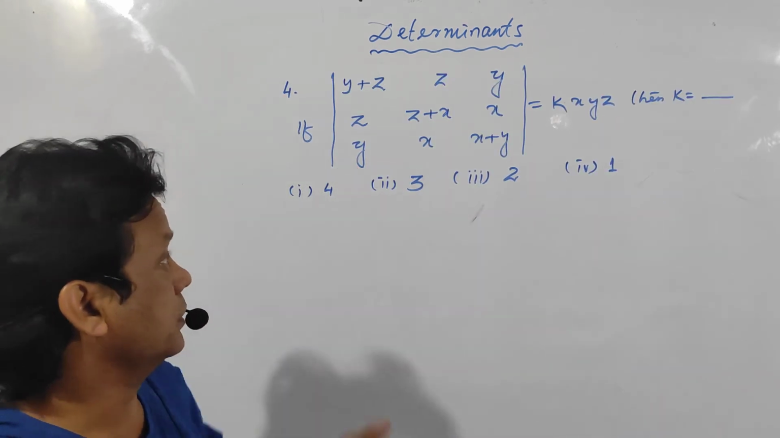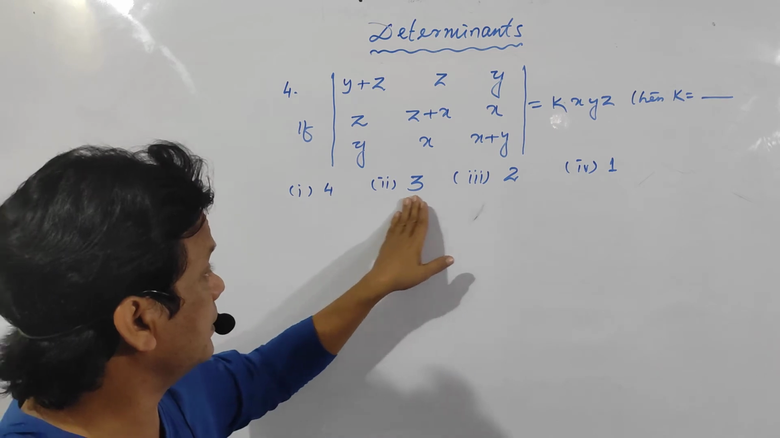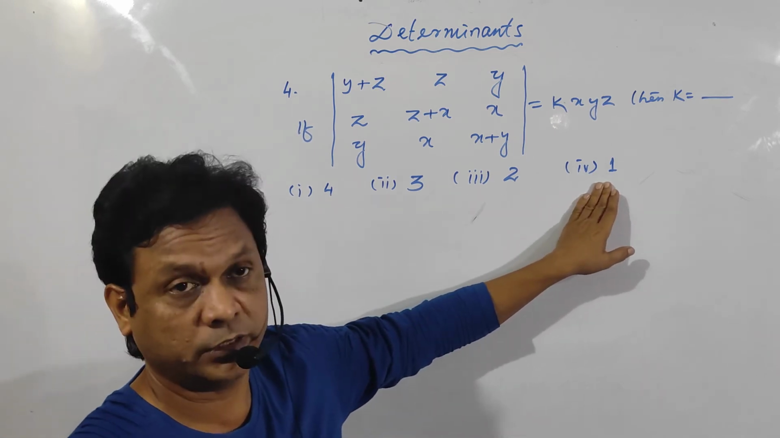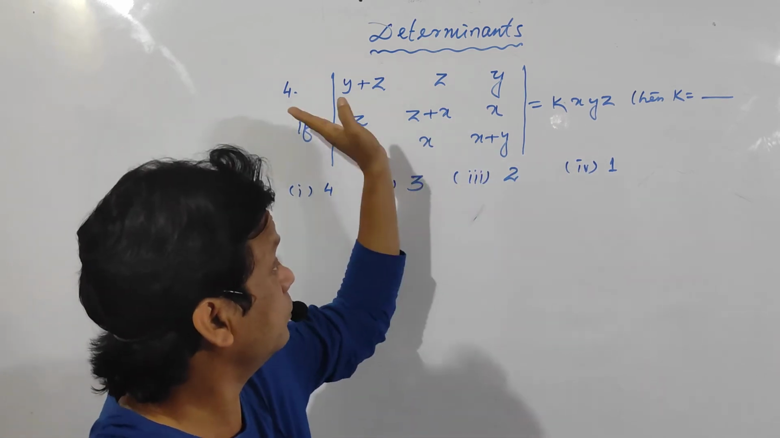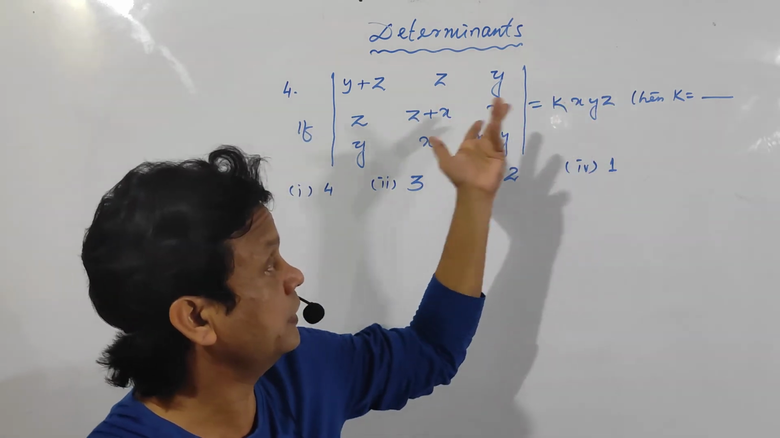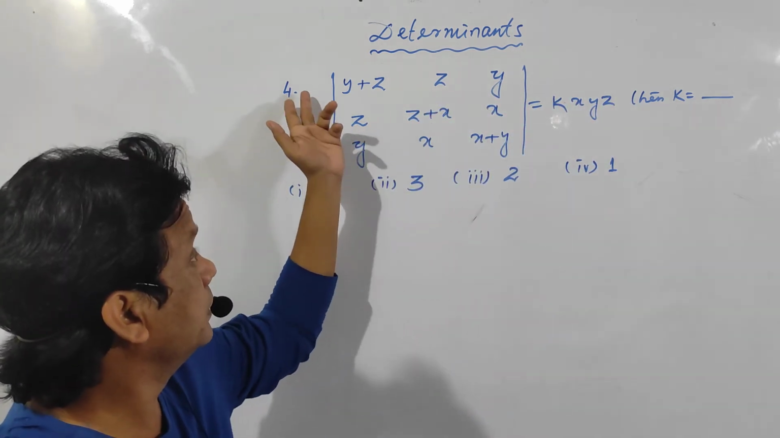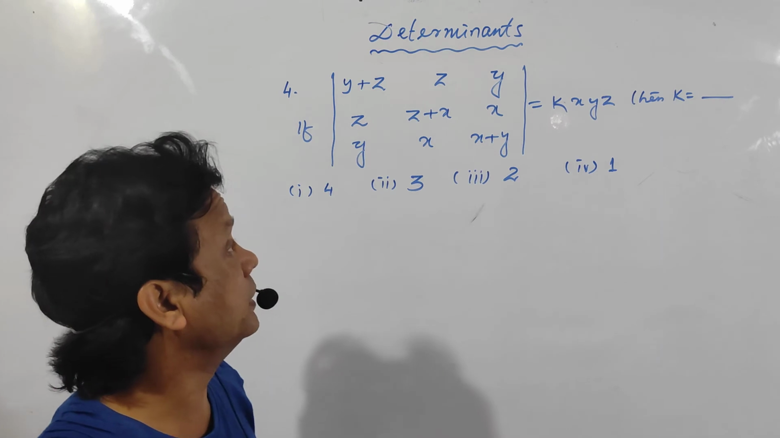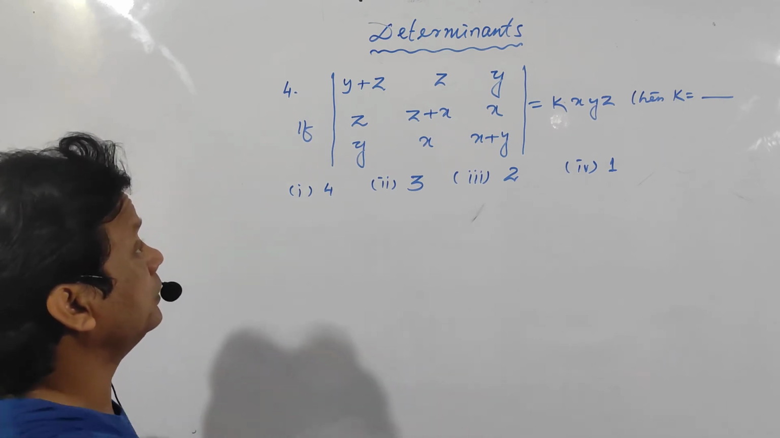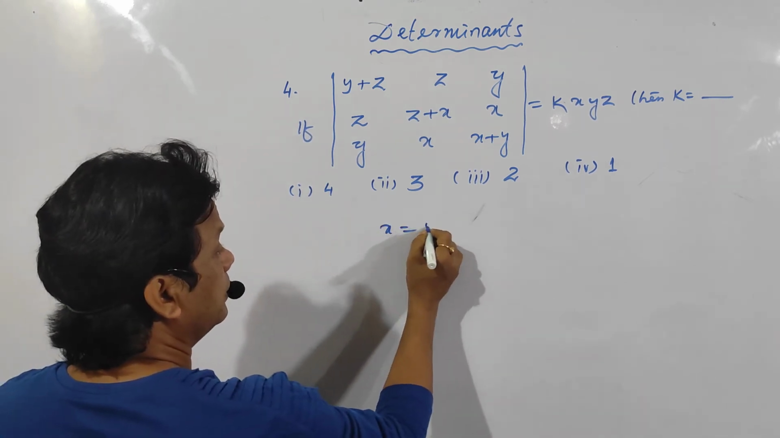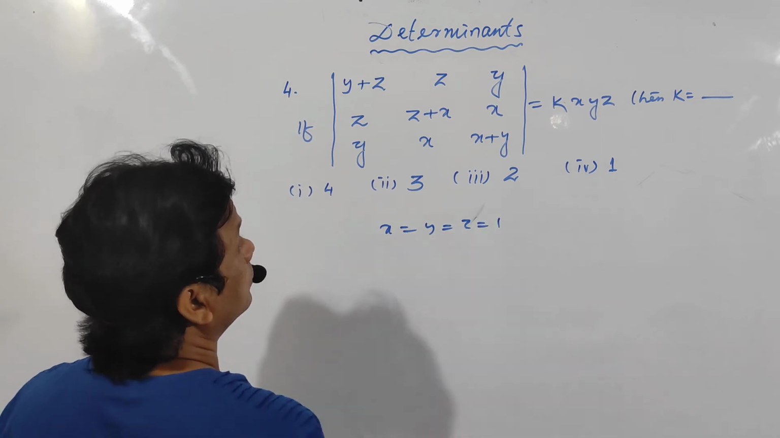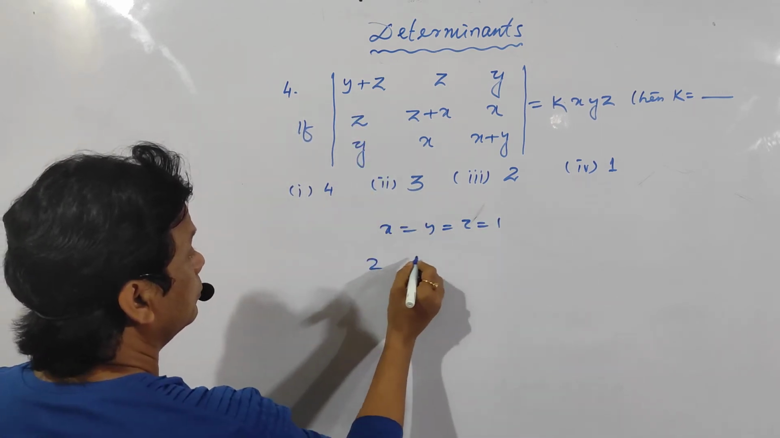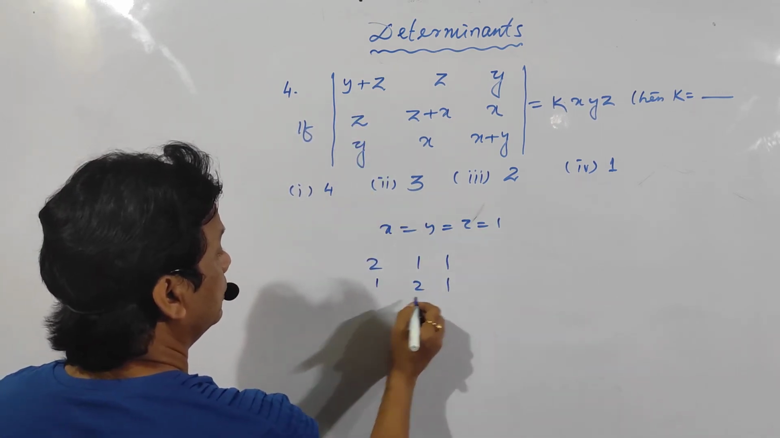Now see the fourth question. In this case also, the answers are independent of X, Y, Z. There is no restriction on X, Y, Z in the question. So that means this will satisfy for any x, y, z. So I am putting the same type, x is equal to y is equal to z is equal to 1. So in this case, you will get 2, 1, 1, 1, 2, 1, 1, 1, 2.